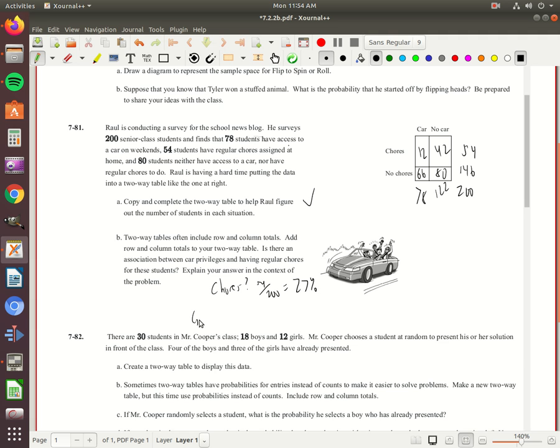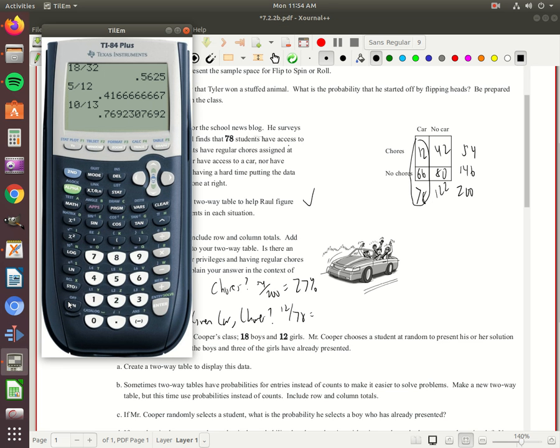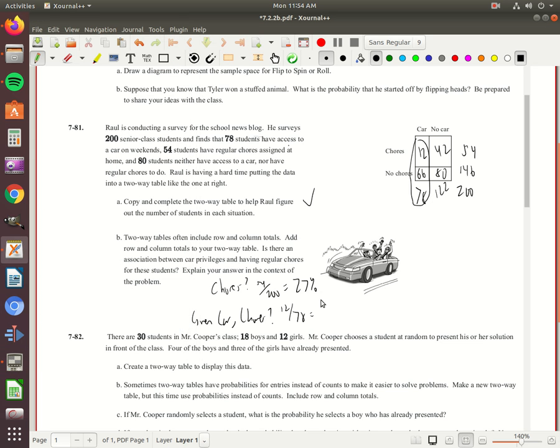And then what we'll say is, given a car, do you have chores? So we'll ask everybody, do you have chores, and then we'll just ask the people with a car, do you have chores? In this case, it's 12 out of 78. So 12 divided by 78 is 15%. So those numbers are different. So we would say, yes, there's an association. For whatever reason, people that have access to a car do not seem to have to do chores. People that don't have access to a car do seem to have to do chores. So I guess that's a little bit of the Cinderella syndrome right there.